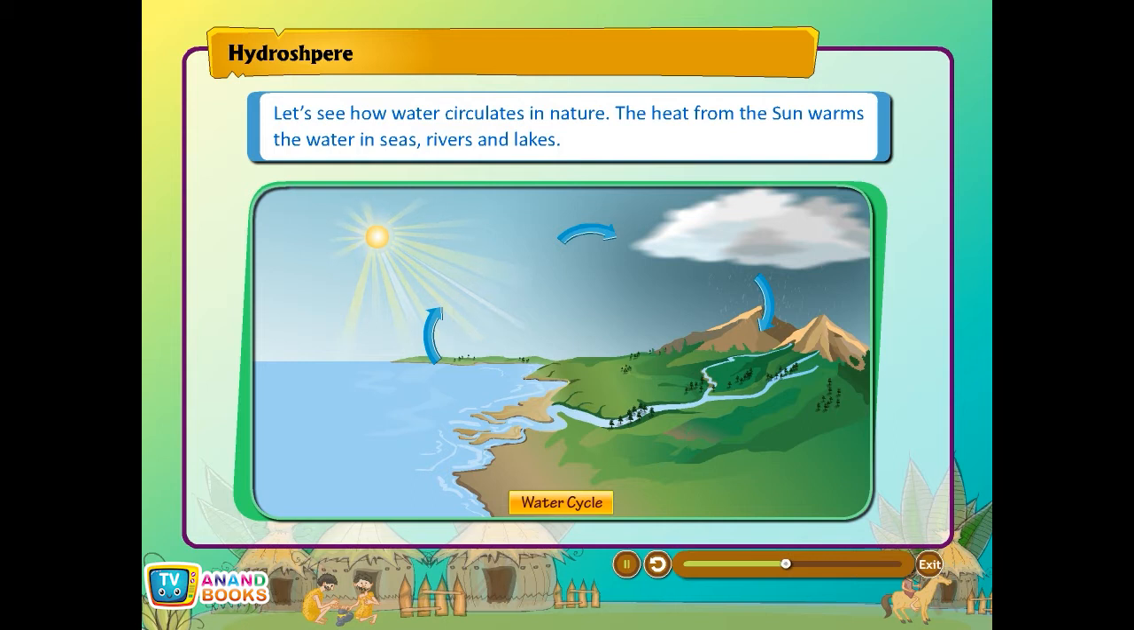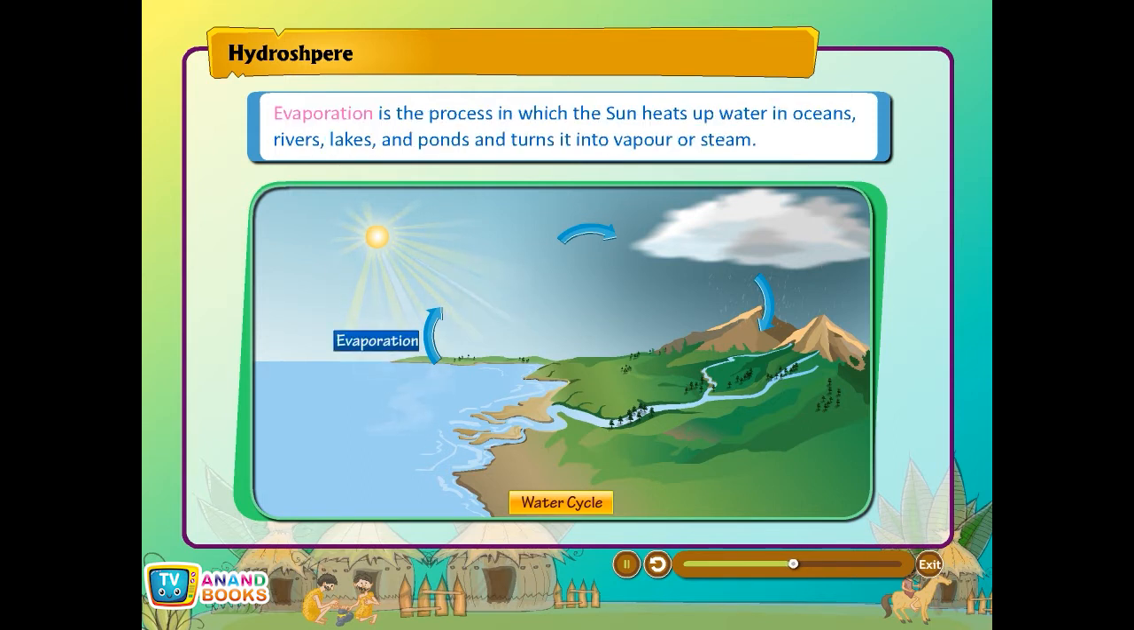The heat from the sun warms the water in seas, rivers, and lakes. The water changes into water vapor. Since water vapor is lighter, it rises up in the sky. Evaporation is the process in which the sun heats up water in oceans, rivers, lakes, and ponds.